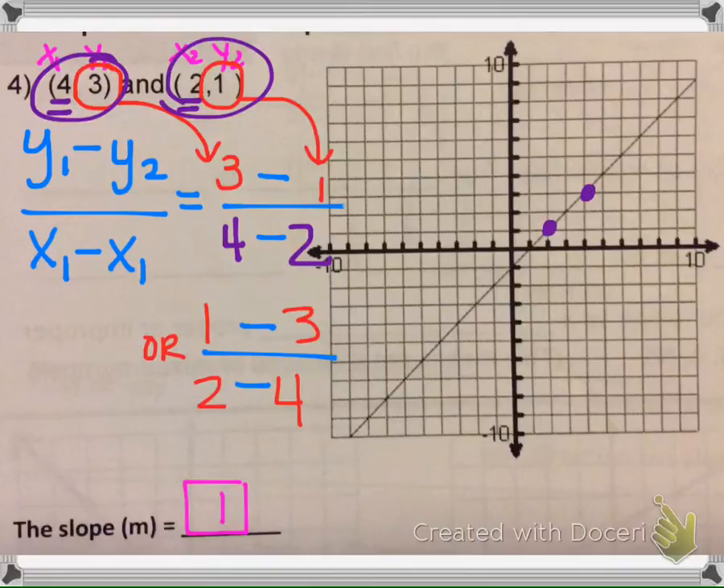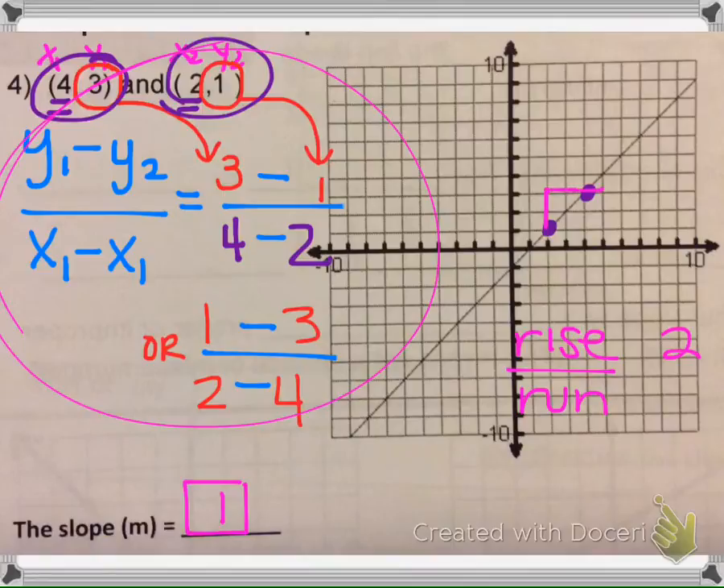If we pick those 2 points in the last video, if we're given a graph, instead of doing this, we could just do rise, which is 2, and then we're going to run 2. So 2 divided by 2 is 1. So we get the same thing, we're just using a different method.